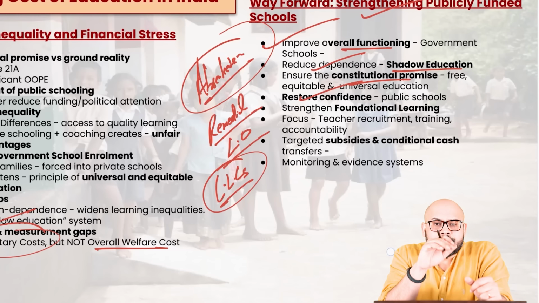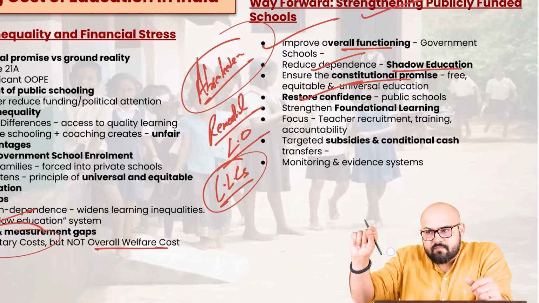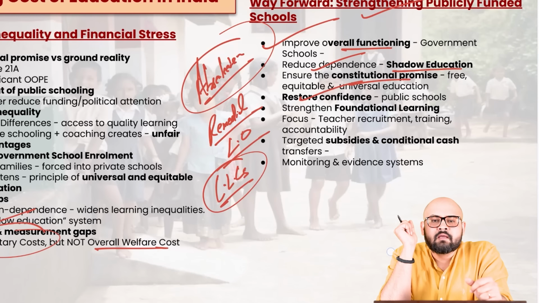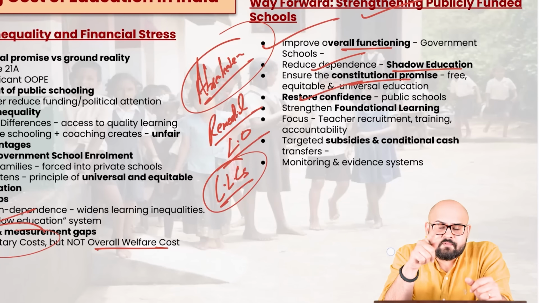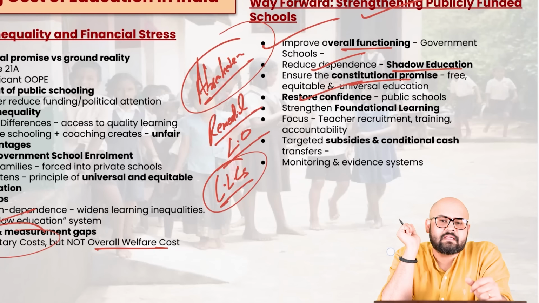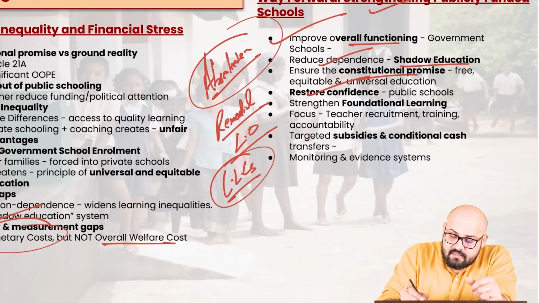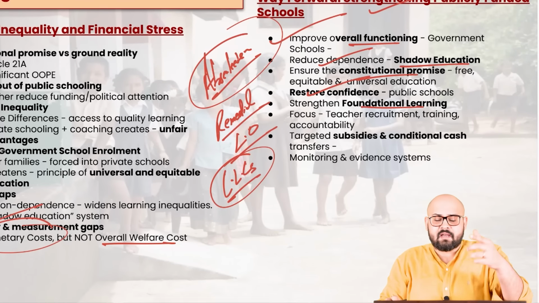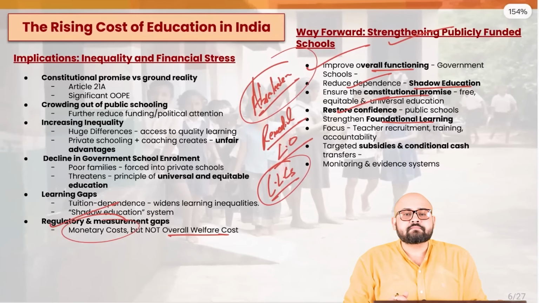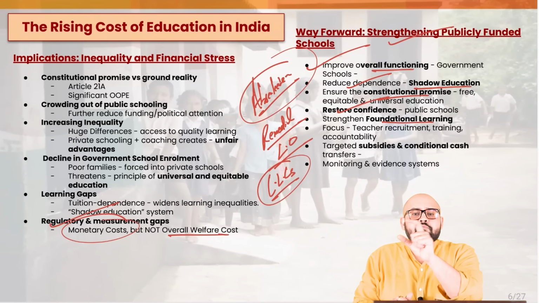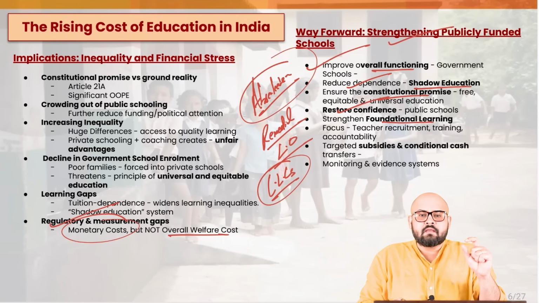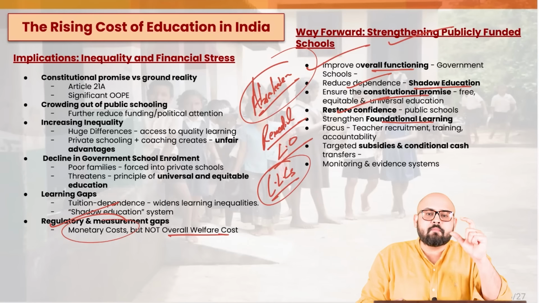And how can we do so? If we have proper accountability mechanisms, proper disbursal of funds, there has to be a chain of command with respect to the disbursal of funds. Accountability mechanisms with respect to the teachers who are teaching in these schools. Then we have strengthening the foundational learning. Very important, as I talked about the ASER report. The foundational learning outcomes are very suboptimal when we talk about India.